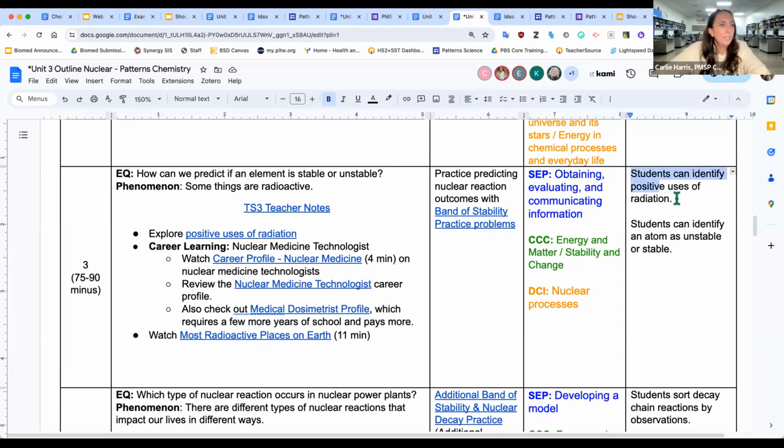The end goal here is that our students can identify positive uses of radiation, and that students can identify an atom as unstable or stable, right? So there's kind of three parts to this activity, as I have outlined on our slideshow. We'll head over to the slideshow to take a look at that, but you can see there's some of the main key points here.